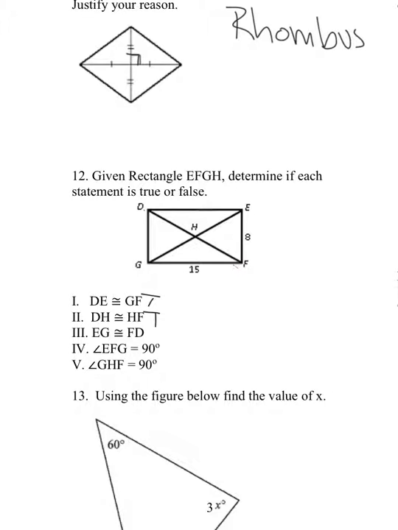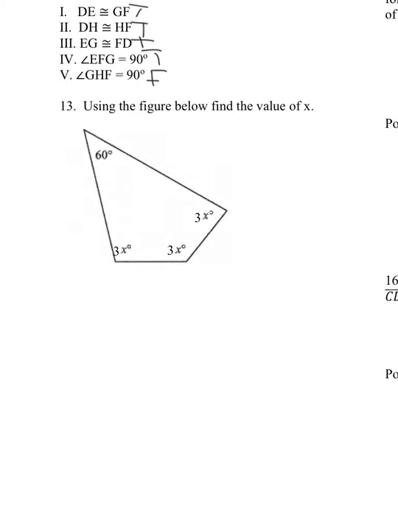Is EG equal to FD? Yes, diagonals are congruent in a rectangle. Is EFG 90 degrees? Yes, every corner of a rectangle is a right angle. Is GHF 90 degrees? GHF, no, false. In a rectangle, you don't have perpendicular diagonals, otherwise that's a rhombus.